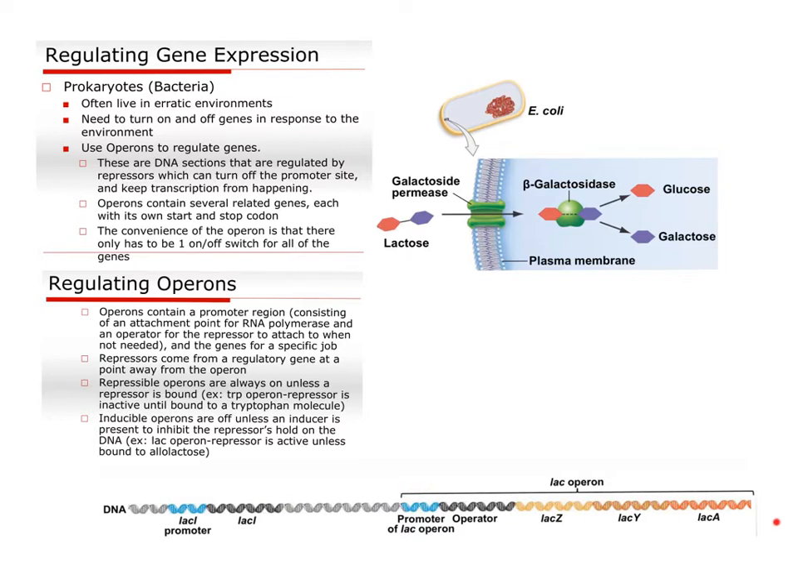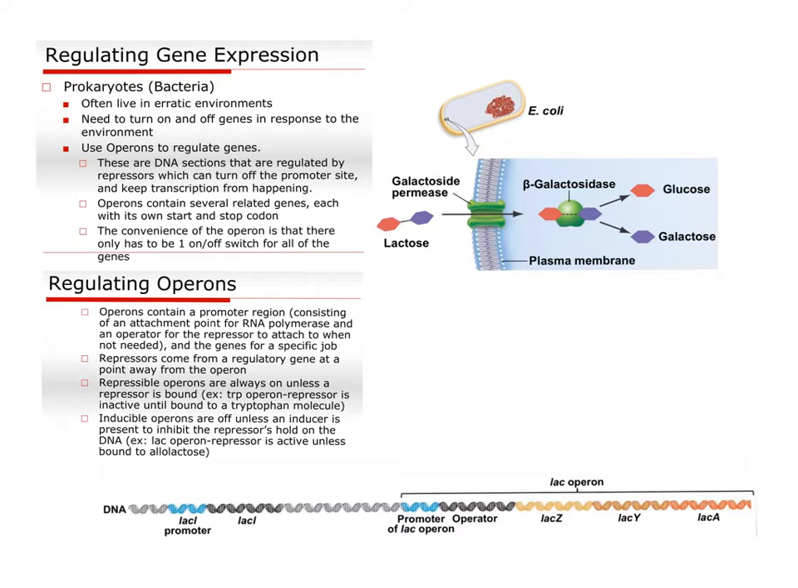So this is an example of the LAC operon that produces the beta-galactosidase gene. And in the LAC operon, you have three genes, LAC-Z, LAC-Y, and, sorry, LAC-A. And then you have this promoter region and this operator region. Down here is a regulatory gene just upstream from the operon itself that can produce the repressor molecule.